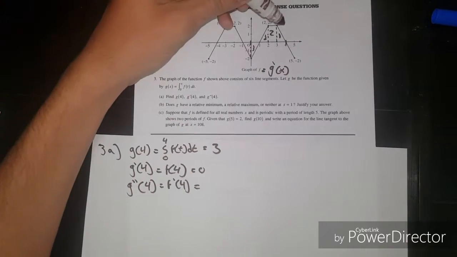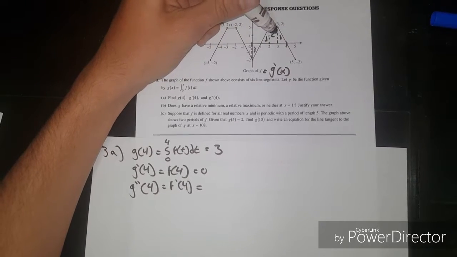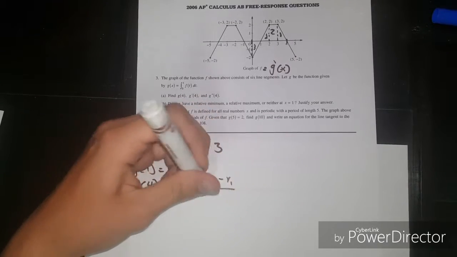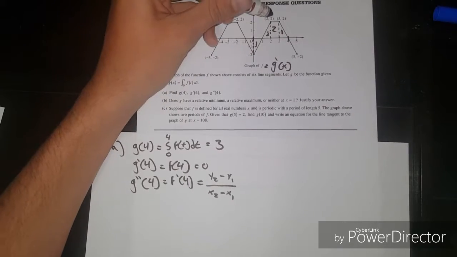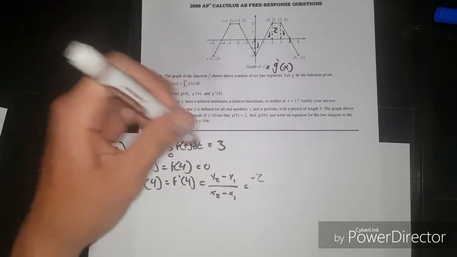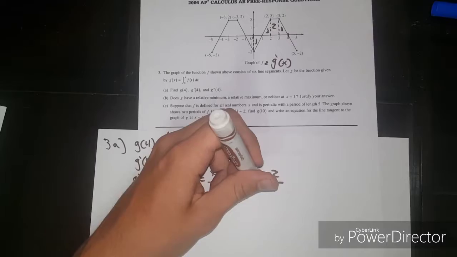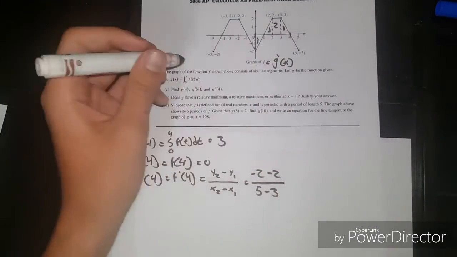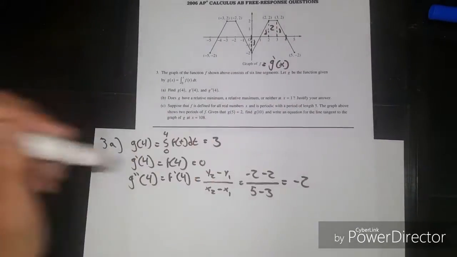So at 4, we are looking at the slope of this line here, which we can get from the equation y2 minus y1 over x2 minus x1. We're using 5, negative 2, and 3, 2. So our y2 is negative 2, our y1 is 2, over 5 is our x2 minus 3 is our x1. And you could leave it like that on an AP test, but we'll solve it, and it equals negative 2.